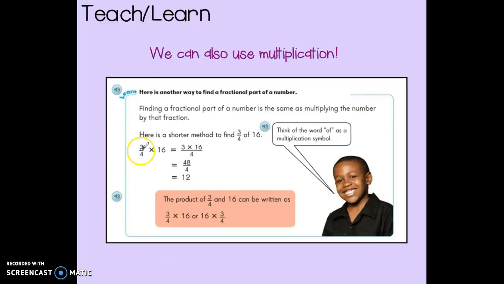Let's say I had this problem, 3/4 of 16. Well, what I'm really doing is 3/4 times 16. So a way to think of that is do the number 3 on top times 16, and we're dividing that by 4. So 3 times 16 is 48. 48 divided by 4 is 12. There is my answer. 3/4 of 16 is 12. I just did that as a multiplication problem.